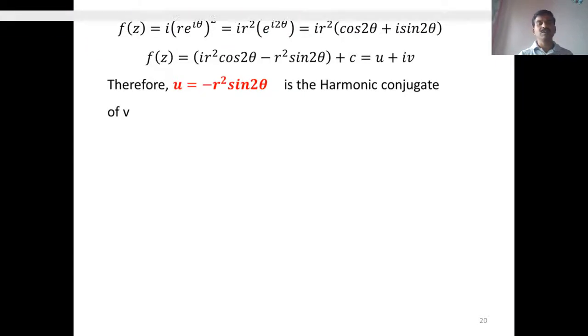And next we discussed examples to verify harmonic functions. Once it is a harmonic function, we could find the harmonic conjugate of that. Also we found the analytic function by taking some examples, in polar form as well as Cartesian. This is what we have discussed in this lecture.